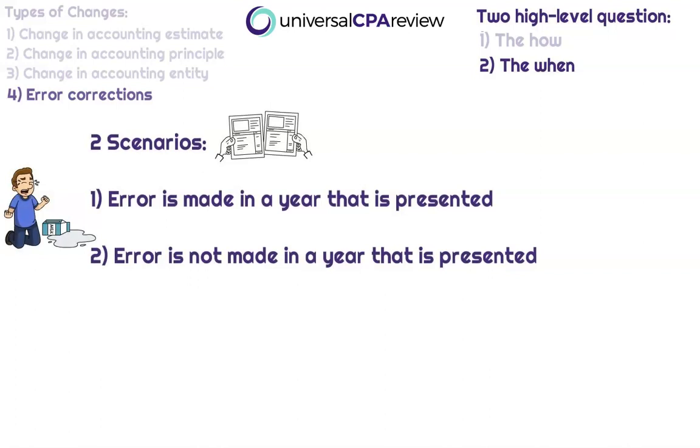Ultimately, there are two situations that you need to be mindful of when it comes to error corrections come exam day. And this is where it's really different from the other types of changes. The two scenarios consist of a situation where the error is made in a year that is presented, and scenario number 2, the error is made in a year that is not presented, right? It comes down to comparative financial statements, or even just the current year financial statements. And it ultimately is a function of whether or not the financial statements are being presented.